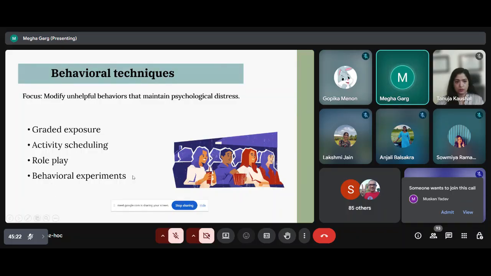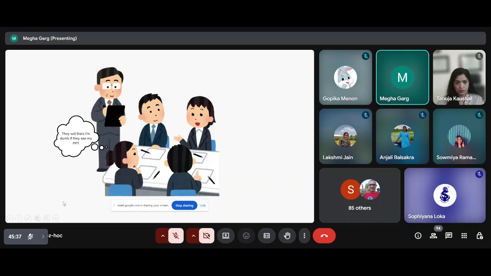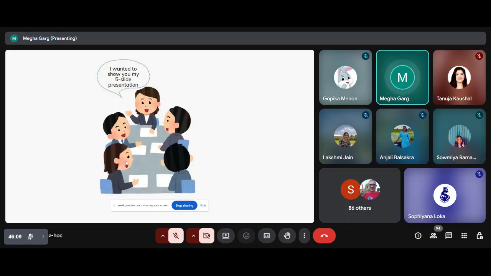The next one is behavioral experiment. As ma'am said, a behavioral experiment tests the validity of a belief or prediction through real life experiences. So how can they do this in real life? Let's take an example. This is a proper office kind of setup. Here is a girl, she's a client. She thinks that they will think I'm dumb if they see my PPT. So she chose to not show her PPT in front of her colleagues. So now what does the therapist say to her? The therapist says, okay, now do a behavioral experiment and check the validity of your thought, is it true or not. So the therapist gives her a task to show a 5 slide presentation to other colleagues as an informal presentation, and then realize how other people react to it.